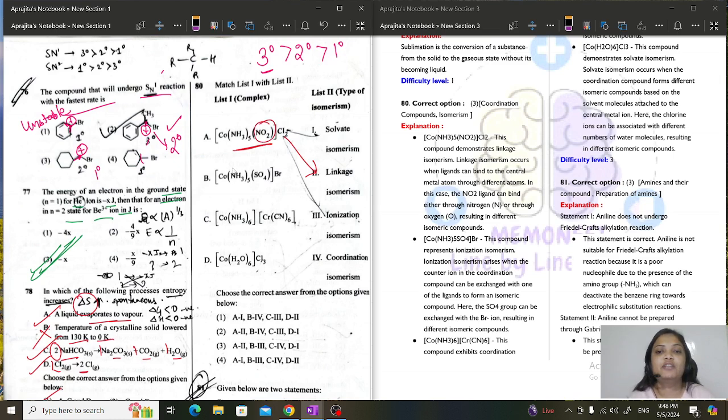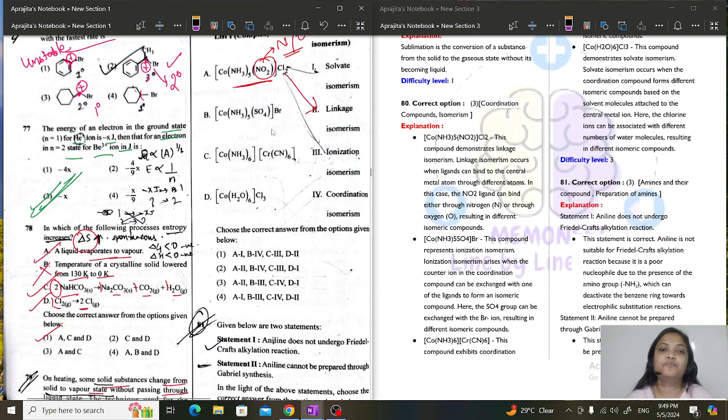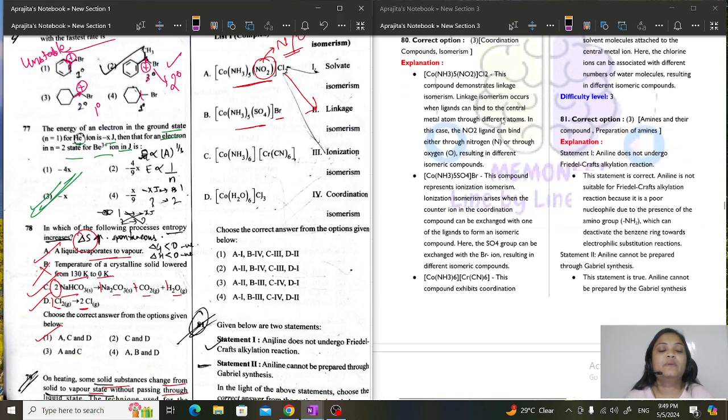So linkage isomerism is there where the ligand can bind to more than one atom. Okay, so it is NO2, so it can either bind through nitrogen or it can bind through oxygen also. So this will give different isomeric products. Next is the second one. So here bromine is out of the coordination sphere. So this will represent ionization isomerism.